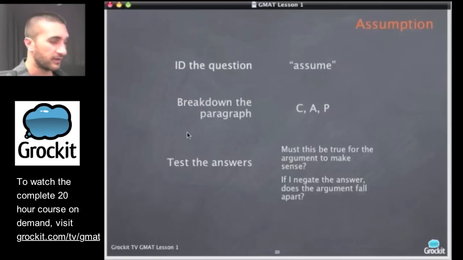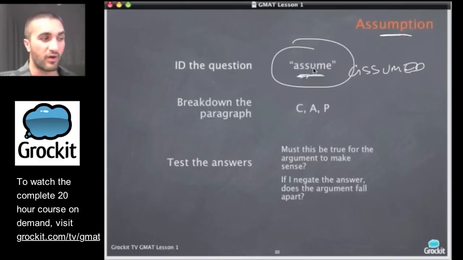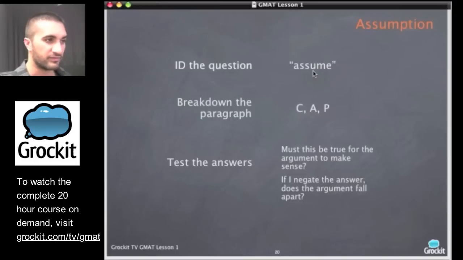So assumption questions. Well, how do we identify them? They almost always have some derivation of the word assume in there. And that's about the simplest way to put it. You might see the word assumption in there, you might see the word assume in there, you might see the word assumed. So we can generally identify assumption questions as always having this. I don't think I've seen too many questions of the assumption kind that don't actually explicitly use the word.